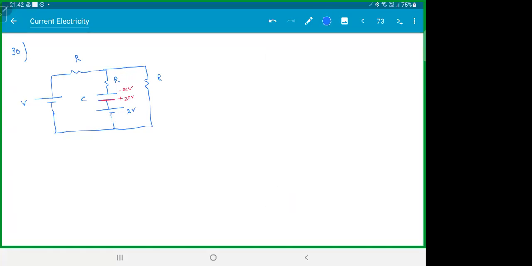This is a proper advanced level question. Find charge on the capacitor. Find the charge on the red plate after time t. Let's get this.